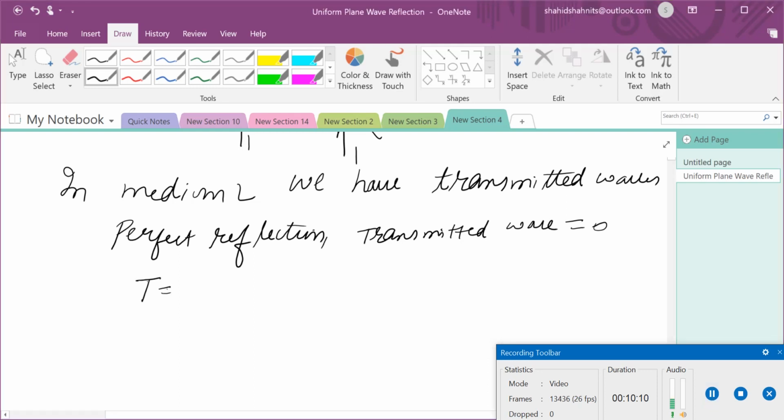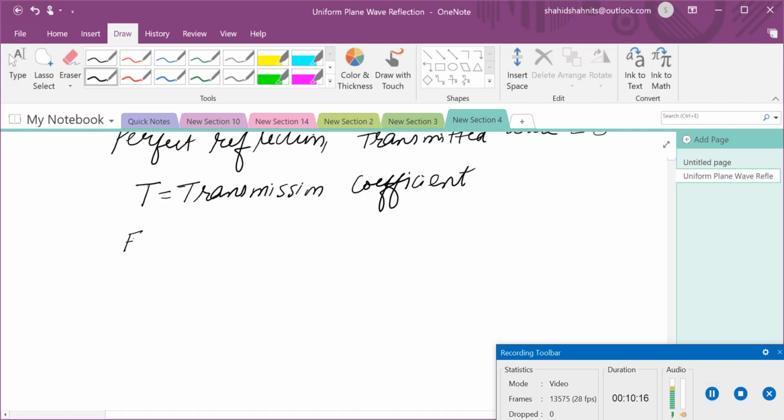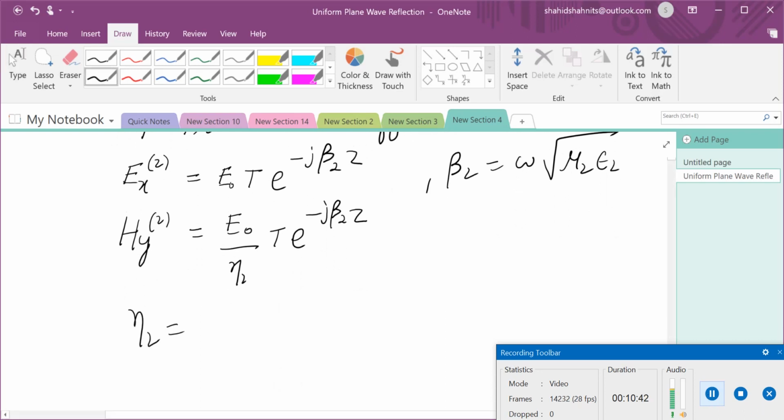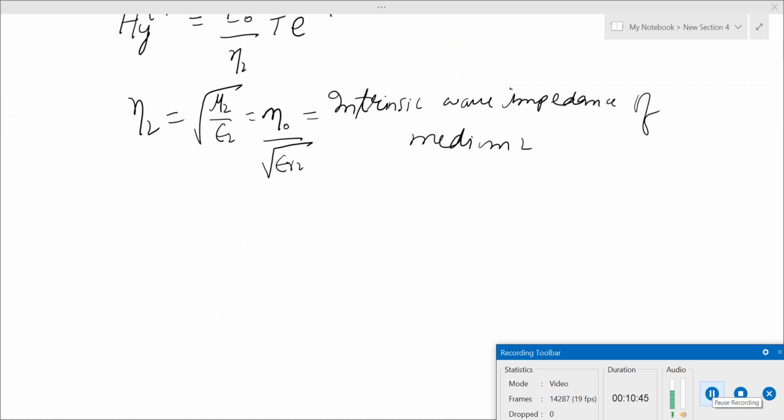I define t as the transmission coefficient, and I can write the electric field component in medium 2 as E naught t times e to the power minus j beta 2 z, because we are in medium 2, for which we have beta 2, given by omega times the square root of mu 2 epsilon 2. And similarly the magnetic field component can be written as such, where eta 2 is the intrinsic wave impedance of medium 2, as defined for the previous case, and t is the transmission coefficient.